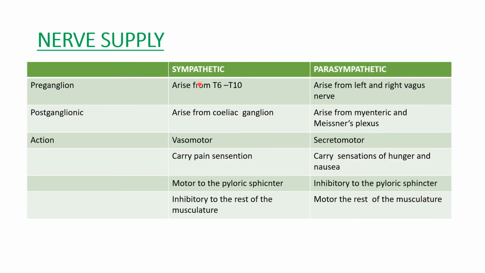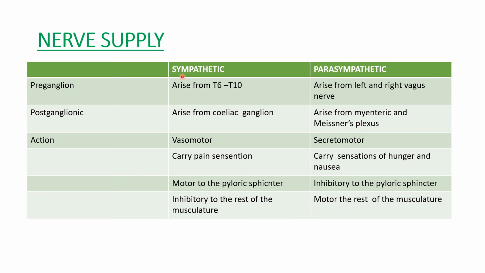Innervation of the stomach. The stomach is innervated both by sympathetic and parasympathetic nerves. The sympathetic originates from the T6 to T10 spinal segments, while the parasympathetic originates from the left and right vagus nerves. The postganglionic fibers of the sympathetic arise from the celiac ganglion, while the postganglionic fibers of the parasympathetic arise from the myenteric and Meissner's plexus.